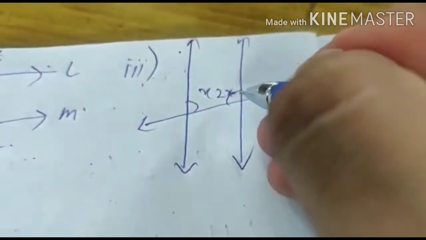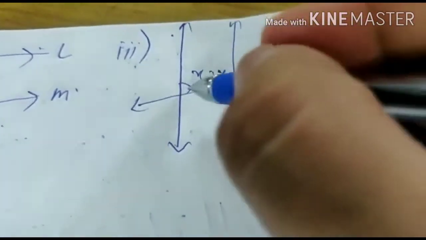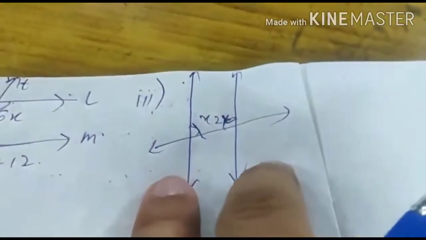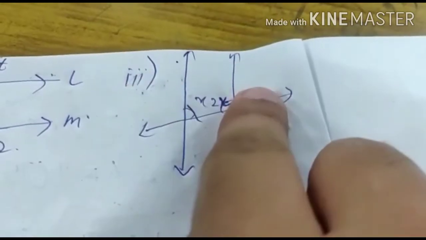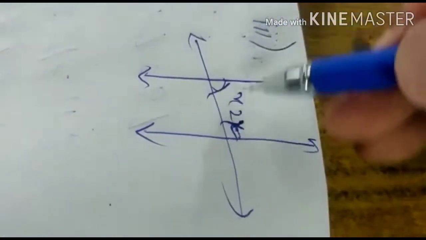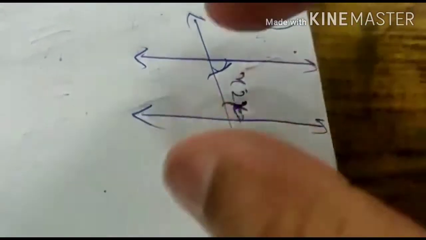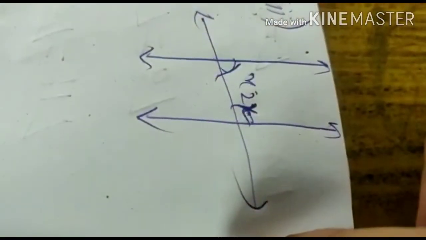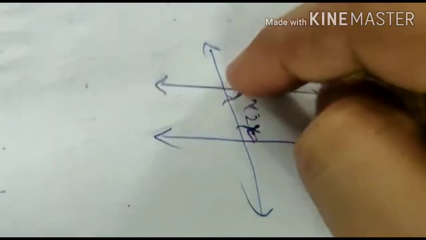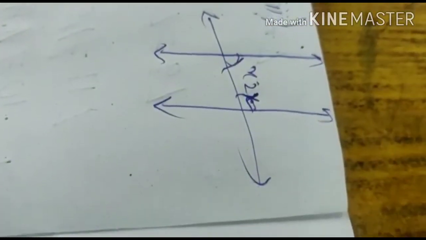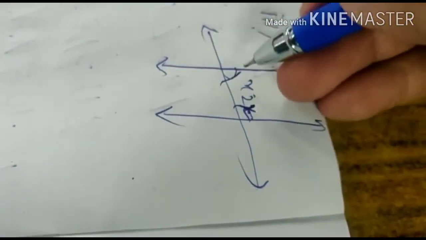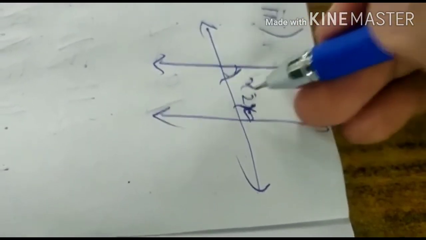Look, here this angle is 2x, this is x. Both lie on the interior part of two parallel lines. If we rotate the figure and see it this way, both these angles lie on the interior part of these parallel lines and are made by the same transversal. Both lie inside the parallel lines, not outside. So here these two angles form the co-interior angle.